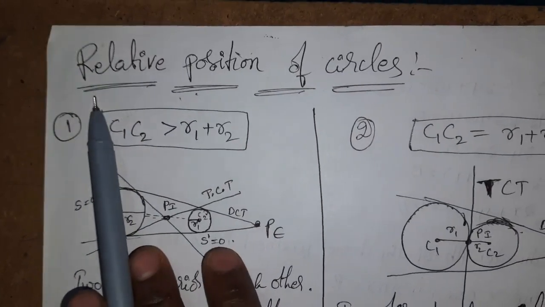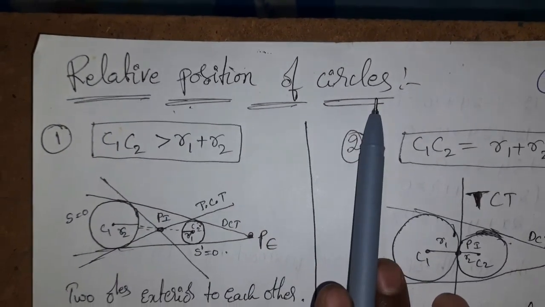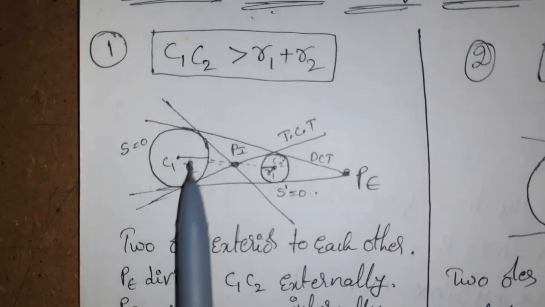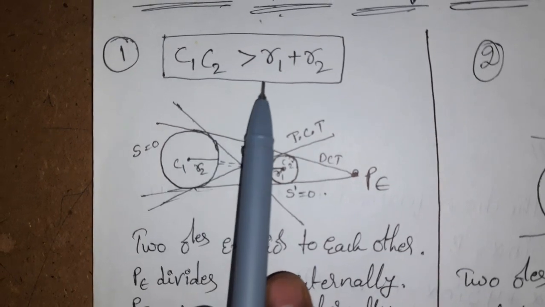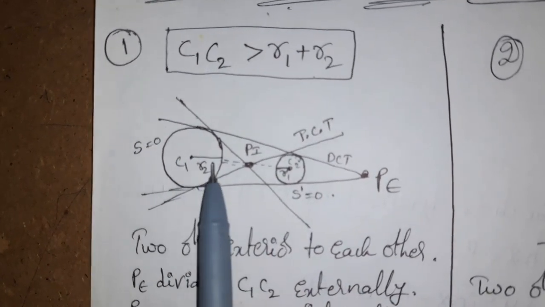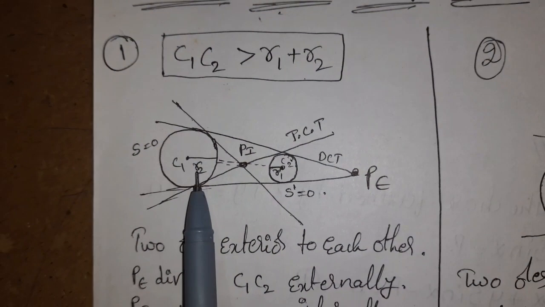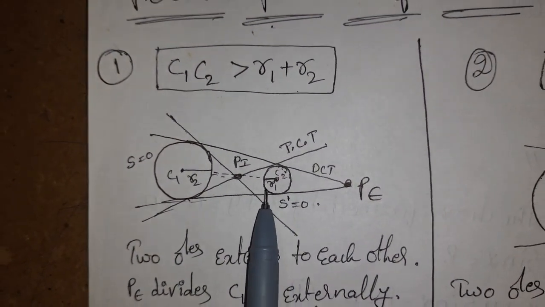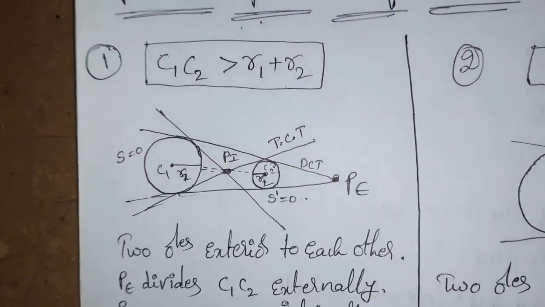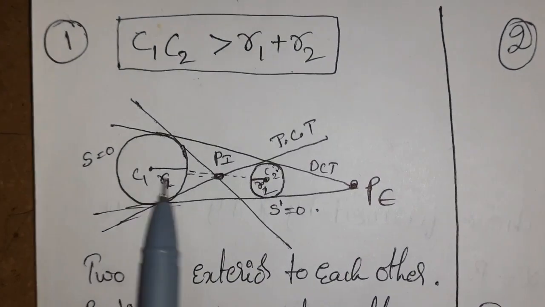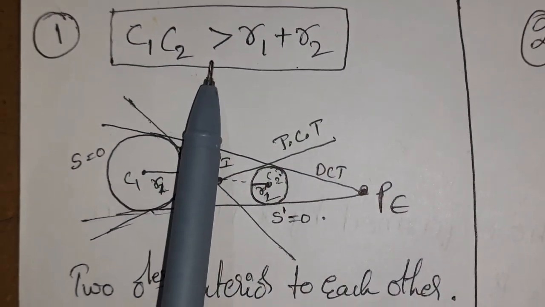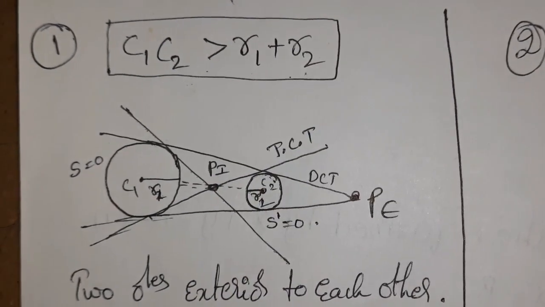Next, new topic: relative position of circles. Here two circles are there. In this condition, C1C2 is greater than R1 plus R2, meaning one circle has center C1 and radius R1, and the other has center C2 and radius R2. The distance between C1 and C2 has this much extra part, that's why C1C2 is greater than R1 plus R2.